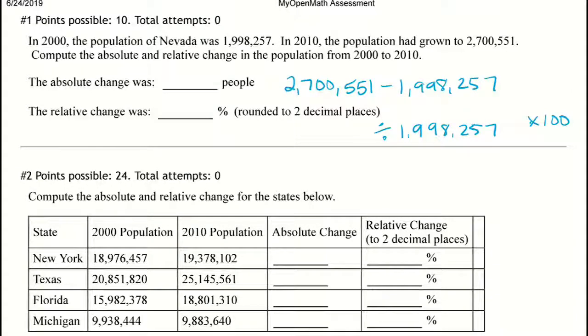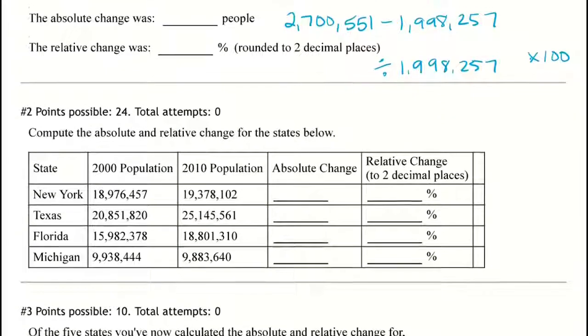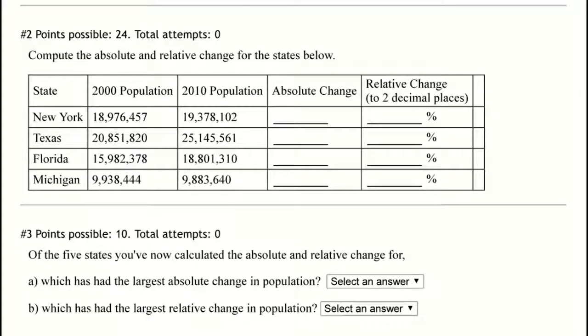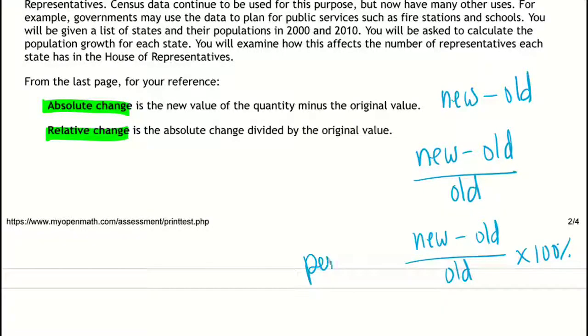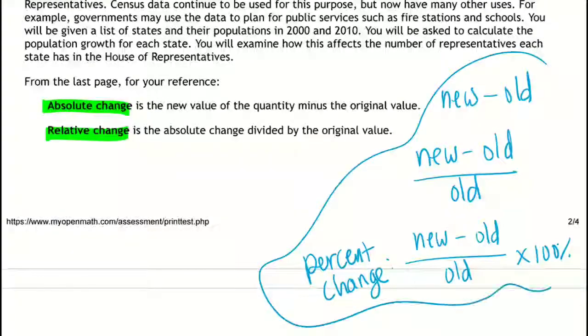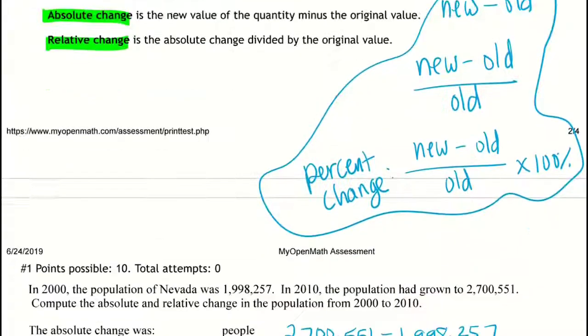And then you do that for some other states, so New York, Texas, Florida, Michigan. On the homework, you'll be asked to do even more states, so you're looking at percent change, absolute change, relative change. And so let's add that percent change to our list. So these are the three formulas you're going to use a lot, actually, not just in this lesson, but in future modules as well.